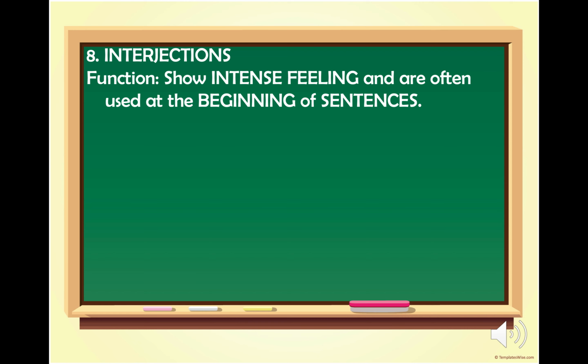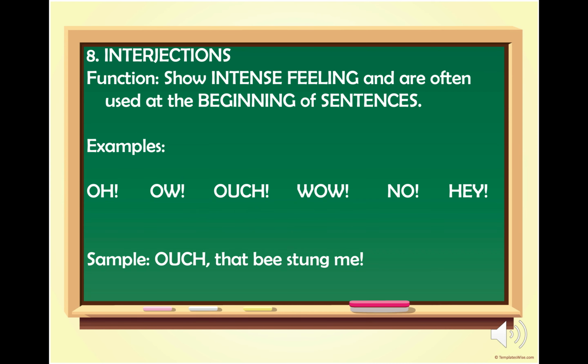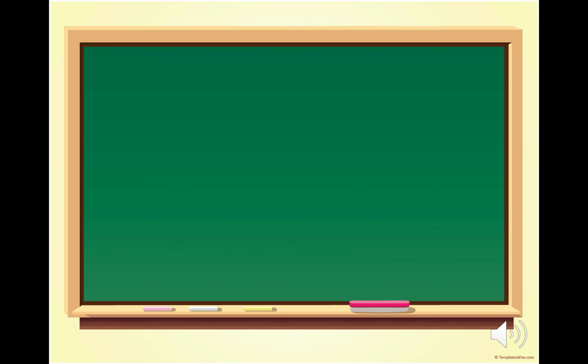Interjections are the last one. These show strong feeling or strong emotion. They occur at the beginning of sentences, and they're separated with an exclamation mark or a comma.